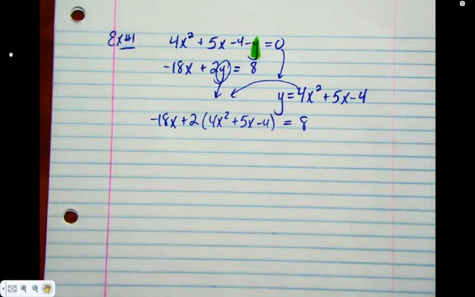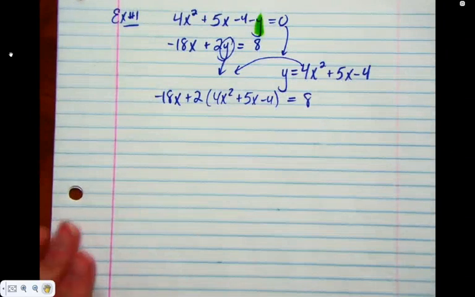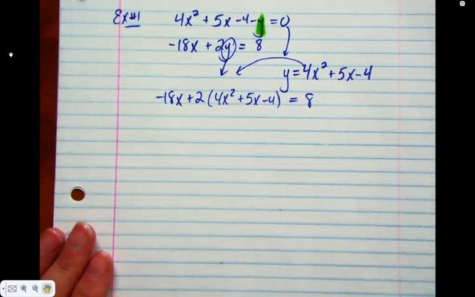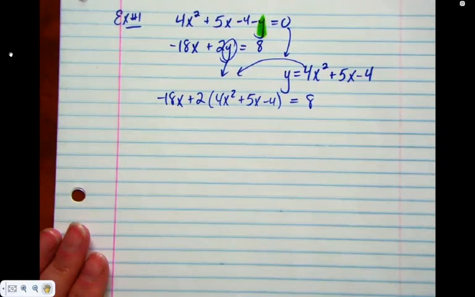Questions on step 1 and 2? So isolate a variable and then replace it for its expression on the other equation. What now? I got nastiness going on here. Distribute, simplify, get it into a nice quadratic.